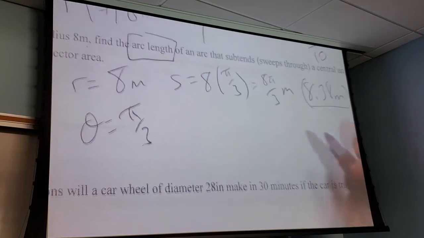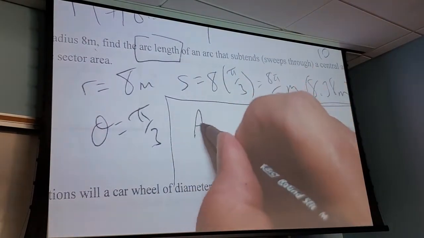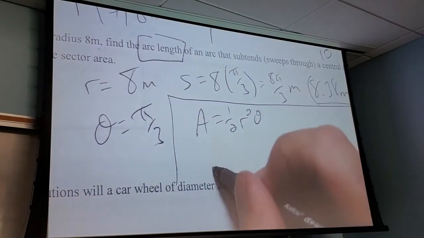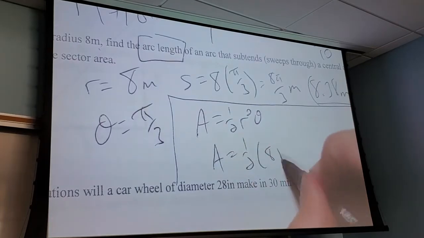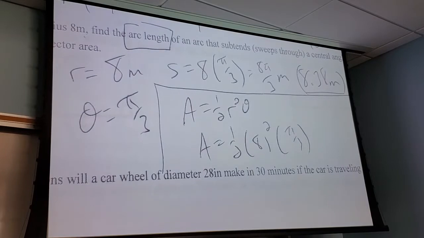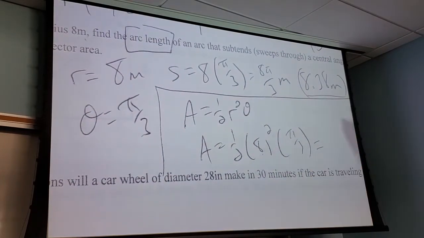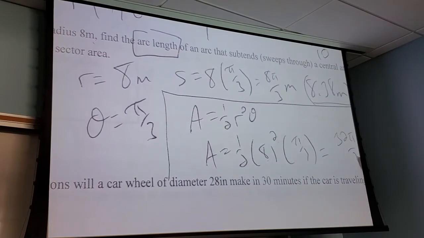Okay. So what about the area formula for the second piece? That's the 1/2 r squared theta. Now I know what r and theta are. 1/2 times 8 squared times pi over 3. Right now I know what the things are, just got to throw them in. 8 squared is 64 divided by 2 is 32, so I get 32 pi over 3.